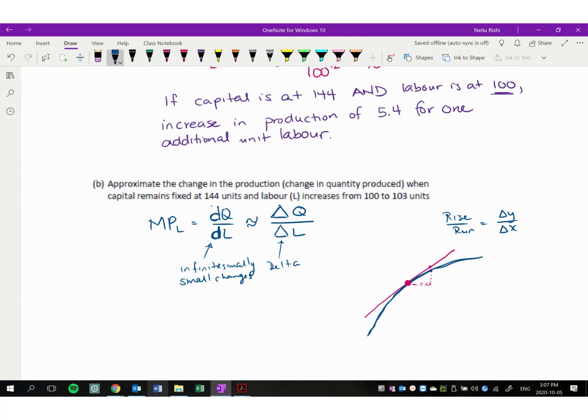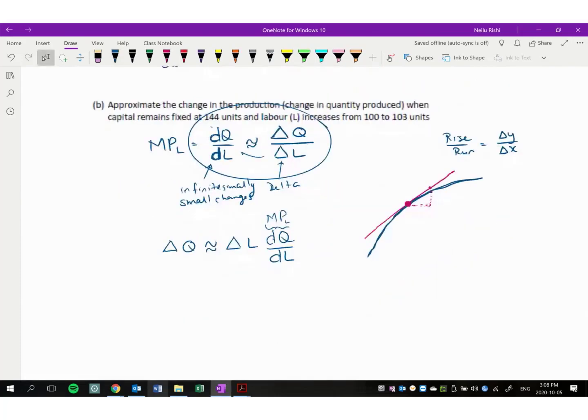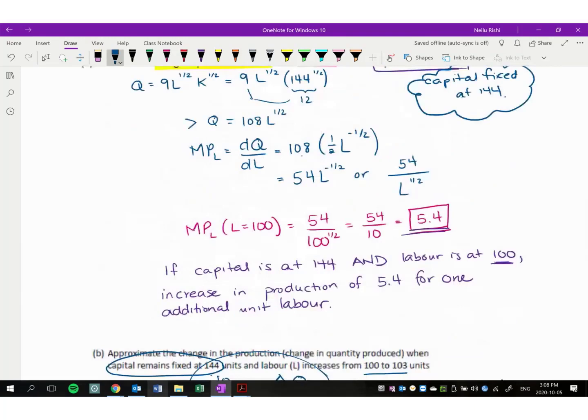So using this relationship, if I want to estimate the change in quantity, it's going to be the change in labor, just multiplying both sides, approximately equal to the change in labor times dQ over dL, or MPL. So if I want to estimate the change from 100 to 103 units, capital is fixed at 144. So I take the function when capital is at 144, that's this. I do the derivative of it, that's this. I calculate it when it's at 100.